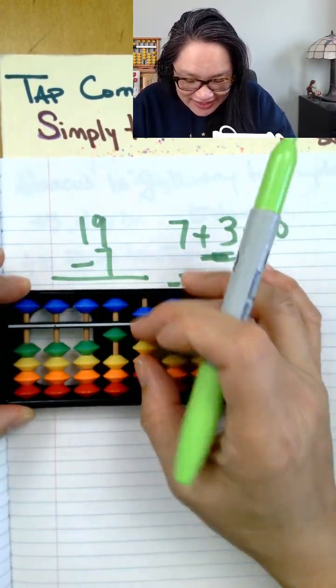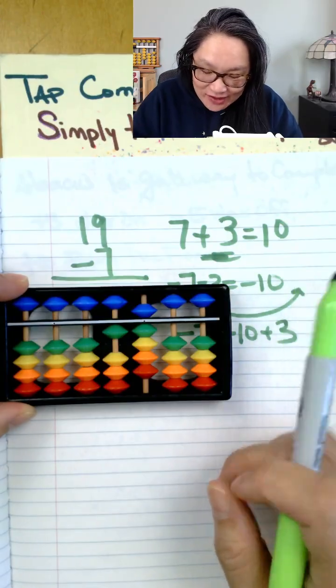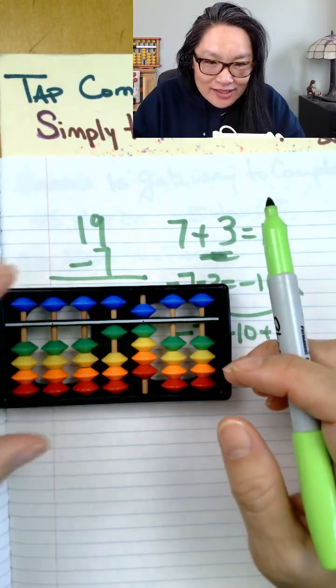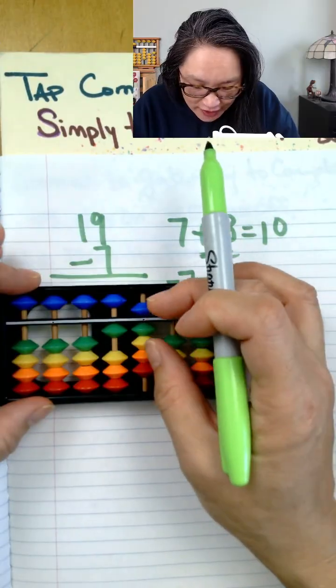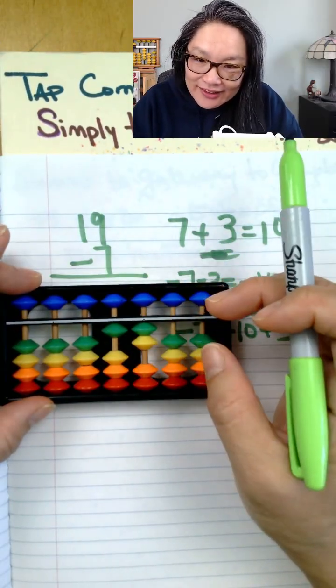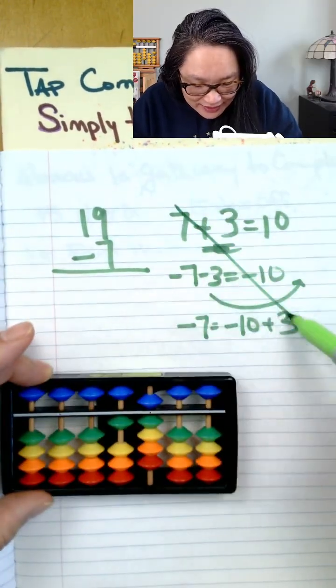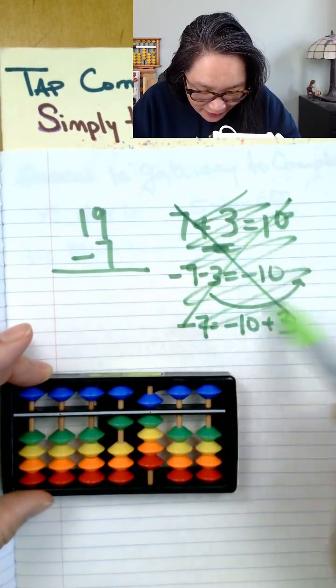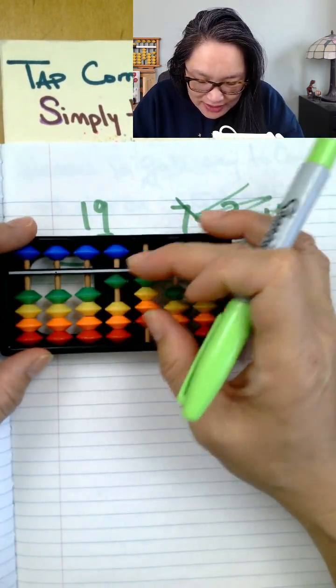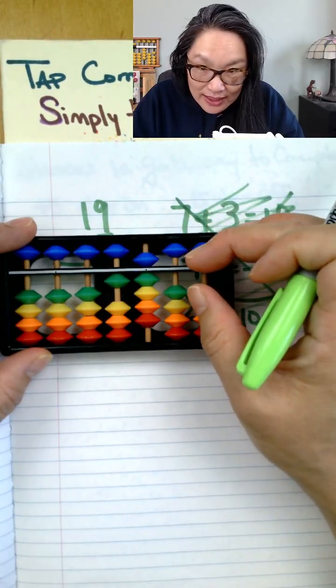No. It's 19. Take away 7. Is there enough beads? My question is, are there enough beads to take away 7? All I got to do is just take away 7. So I get a little confused. We don't even need this. Why? Because there's enough beads. There's 19, and the question is, can I take away 7?